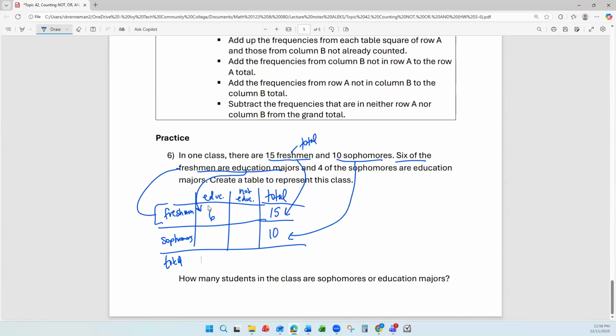Now, there's 15 freshmen altogether. 6 are education. That means 15 minus 6, or 9. The other 9 freshmen are not education majors. And then similarly with the sophomores, 4 are education majors. So of the sophomores, that would be here, 4 sophomores, education majors. And the rest of the 10 sophomores, 10 minus 4 is 6.